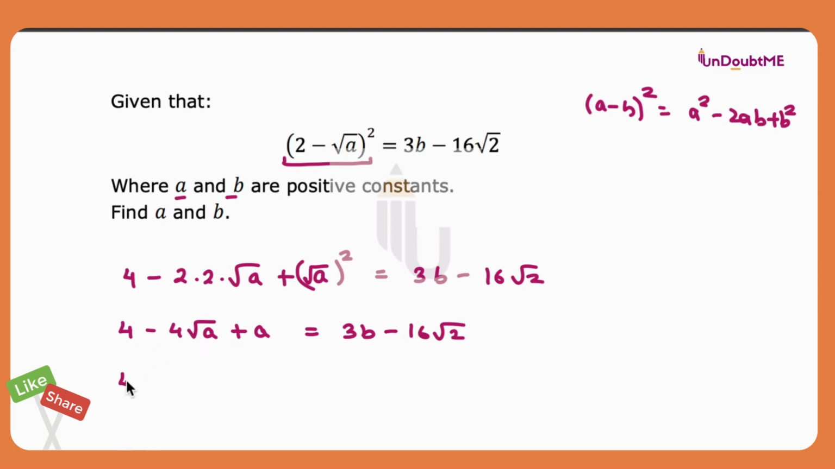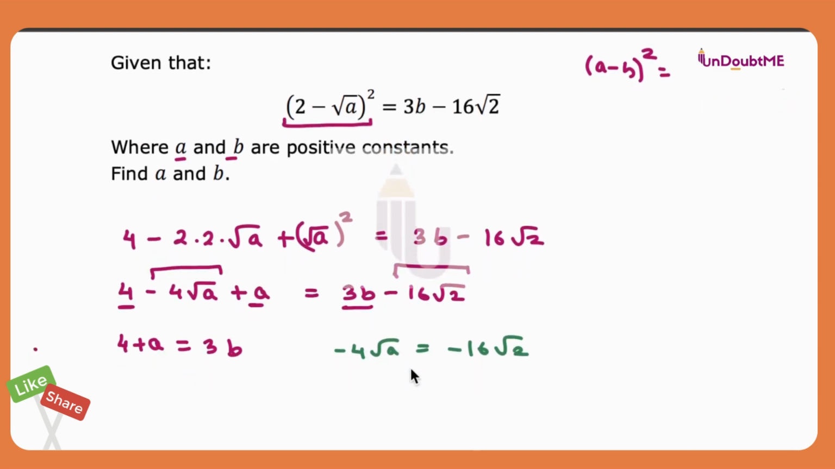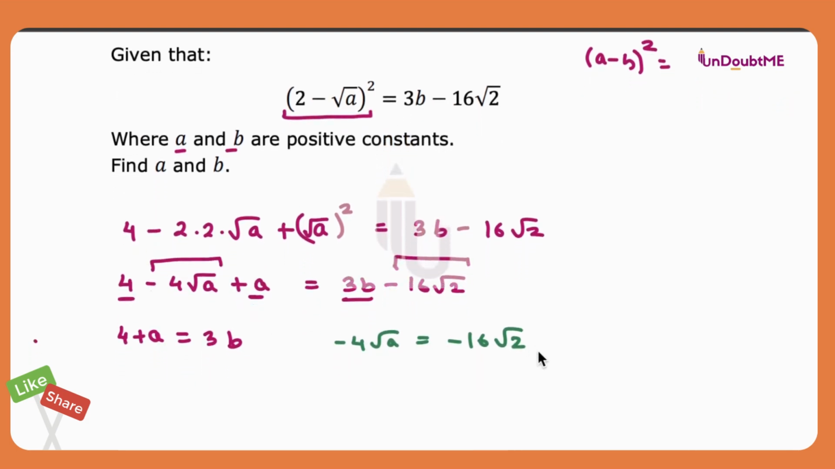On comparing, I can say that 4 plus a, which are like the constant terms which is not there in the square root, 4 plus a will be equal to 3b. That will give me one equation, and the other equation we can obtain by comparing the surd term. So on comparing the surds term, I will get minus 4 root a is equal to minus 16 root 2. Now this equation will give me the value of a on further calculation.